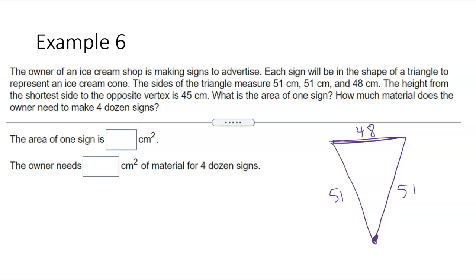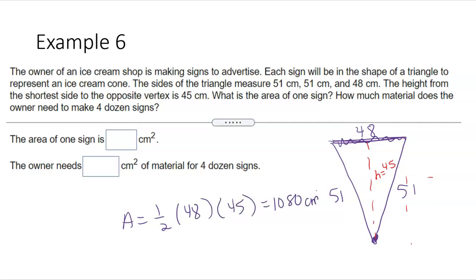Okay, so the height from here to here is 45. So what is the area of one sign? Well, the area is going to be 1/2, and if we call this our base, we know our height, so we are going to call that our base. 1/2 times 48 times 45, we're going to get 1080 square centimeters.